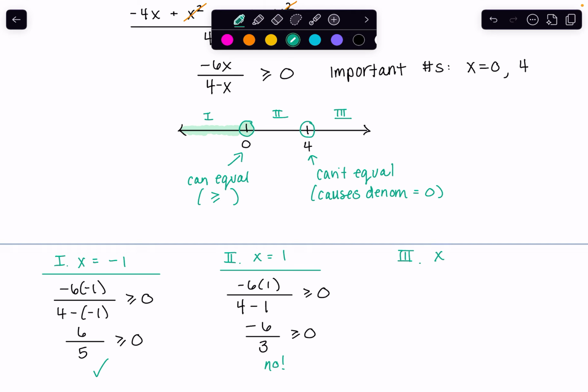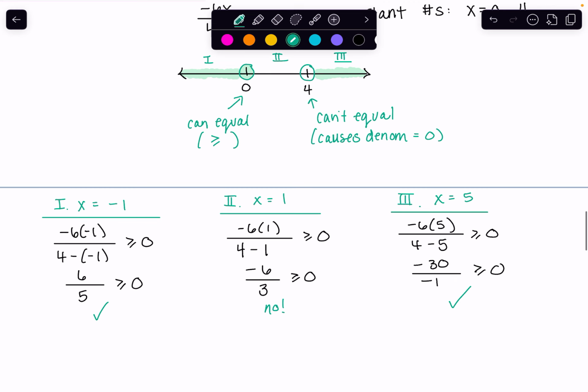Moving on to interval 3, let's just pick the next number, 5. Okay. If I plug that in, that's -6 times +5 over 4 minus 5 needs to be greater than or equal to 0. That gives me -30 in the top, -1 in the bottom. And again, I don't care about simplifying this. A negative divided by a negative does indeed give me something that is positive. So interval 3 is also going to work. Okay. So everything from interval 1 is good and everything from interval 3 is good.